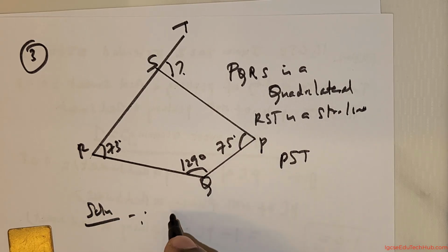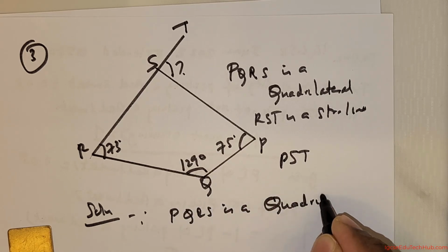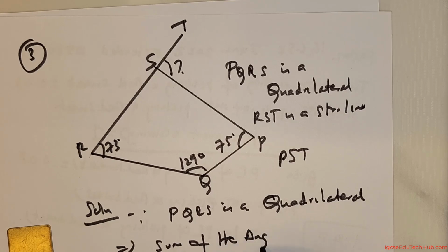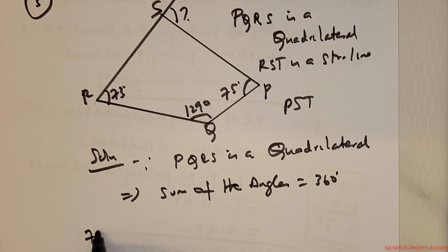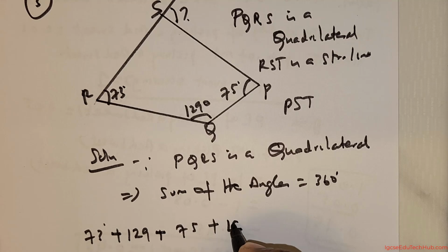Since PQRS is a quadrilateral, this means the sum of the angles is 360 degrees. So this means 73 plus 129 plus 75 plus this angle at S, I'm going to take this as angle at S, is equal to 360 degrees.